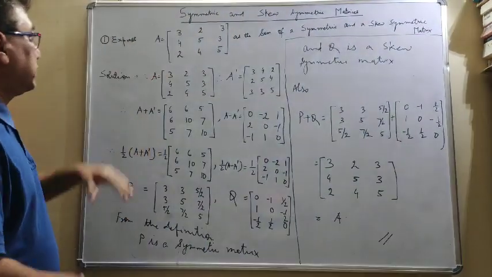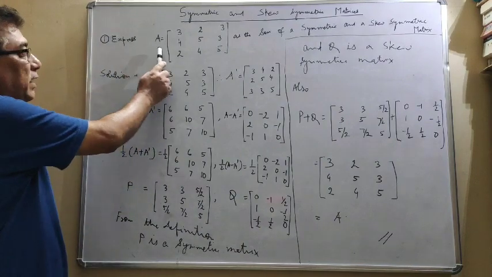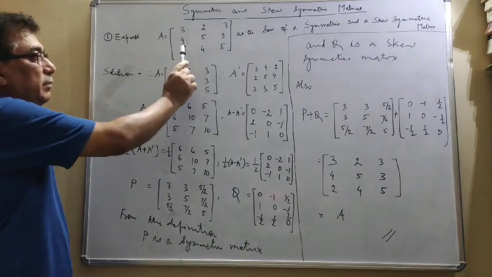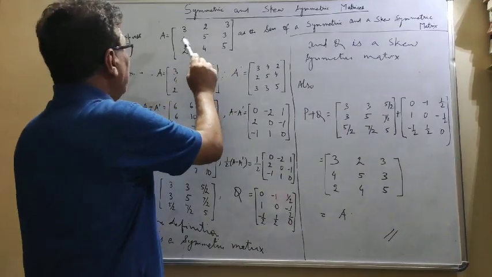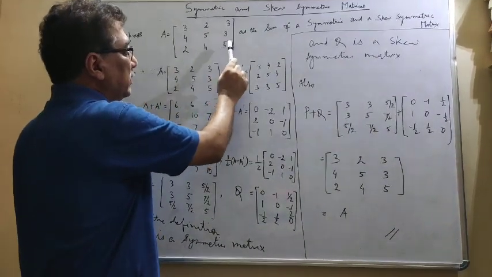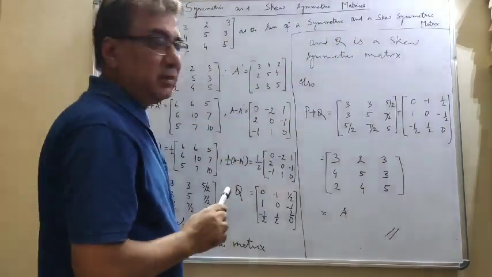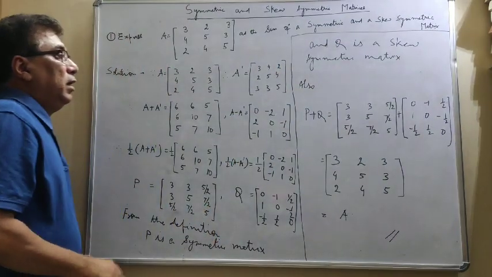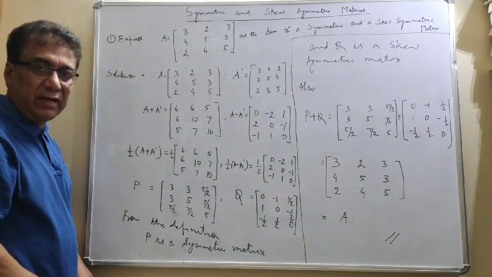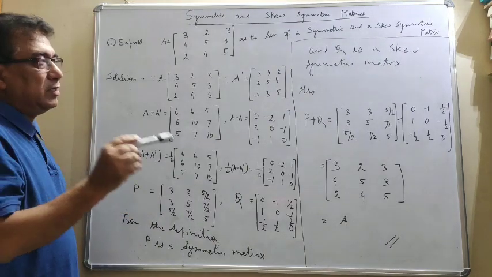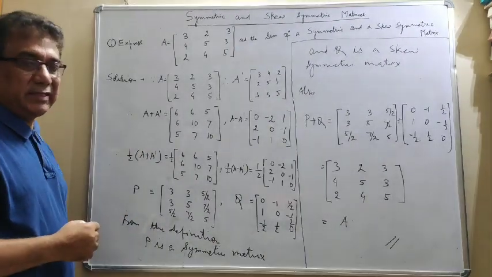The question reads: express A is equal to this matrix, which is given. It is a 3 by 3 matrix. We have to express this square matrix as the sum of a symmetric and a skew-symmetric matrix. This theorem we have done earlier, that every square matrix can be represented as a sum of a symmetric matrix and a skew-symmetric matrix.